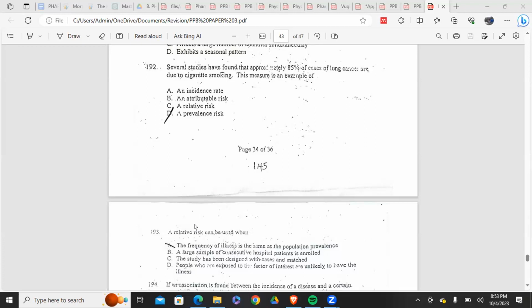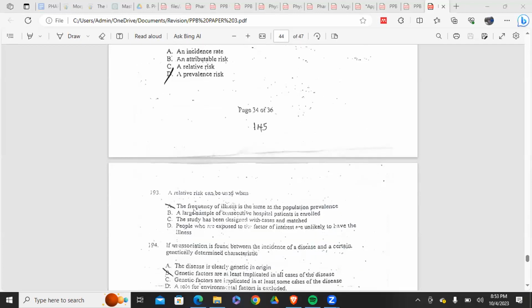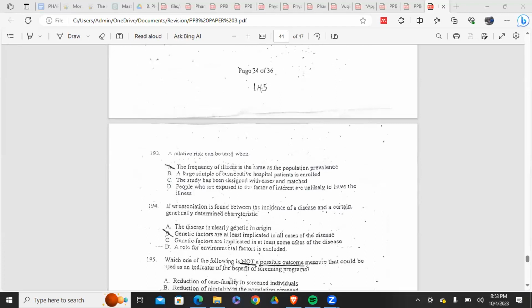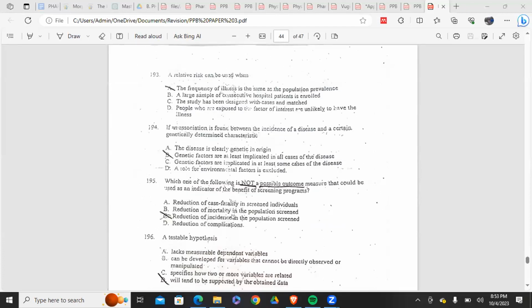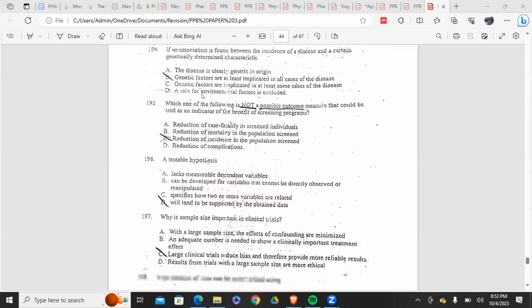Sawa chai. A relative risk can be used when the frequency of illness is the same as the population prevalence with any pharmaceutics. Tumekuwa tu tukijibu tu vitu hapa. Endelea.